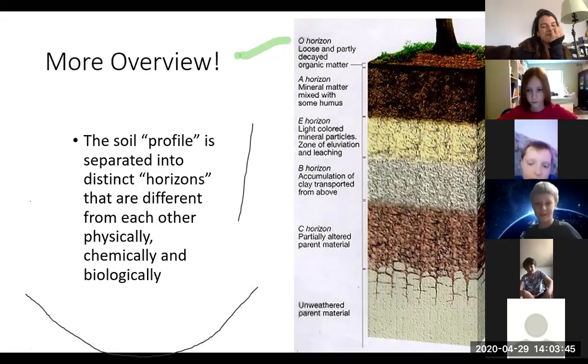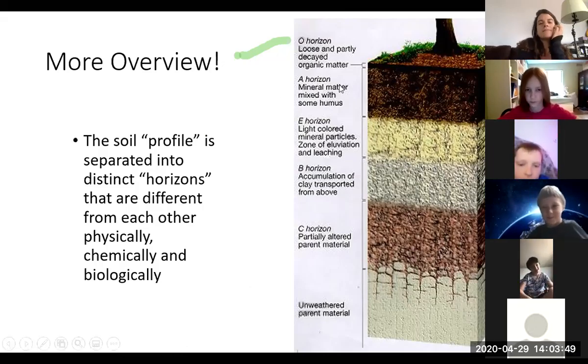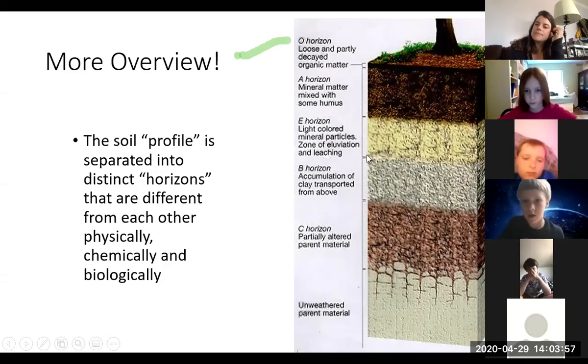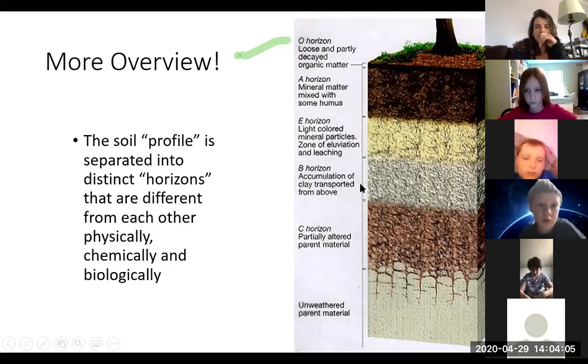Anyway, this cross section of the soil here is called the soil profile, and that is separated into these layers that we call horizons, and they're each different from each other based on how they were weathered physically, chemically, biologically. They each have their own special characteristics that are different from the ones directly above and below them.